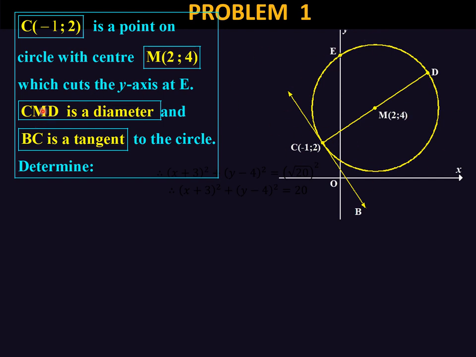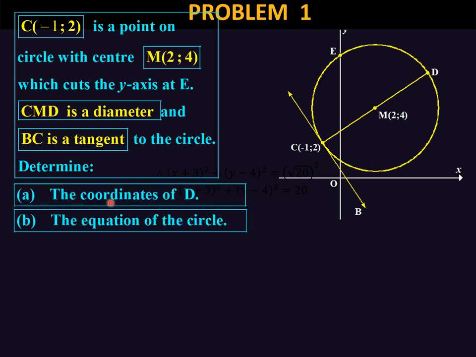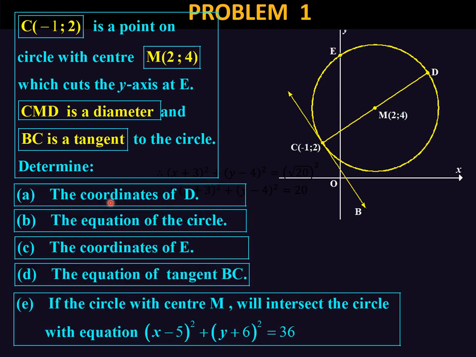CMD is a diameter, so you highlight it to remind you this is a diameter, right? And you can see E there cuts the y-axis, so you should know what the coordinates will be if you have a point on the y-axis. BC is a tangent, so you should know something about tangents and radii, all right? And then we have a few questions here. There are actually 5 questions we're going to look at, and that we'll do in the next slide.